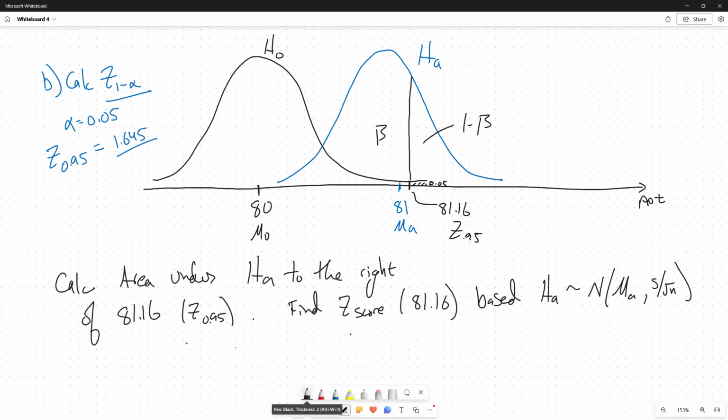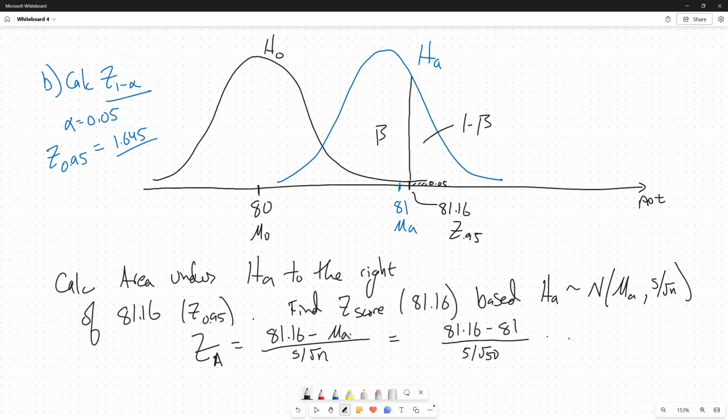So we'll call it Z alternative. This is based on the alternative distribution. So we get 81.16 minus our mu alpha, or mu alternative, sorry, divided by S over square root of n. That's 81.16 minus 81 all over 5 square root of 50. So that's going to get us a small value. It should be negative, right? So negative 0.23.